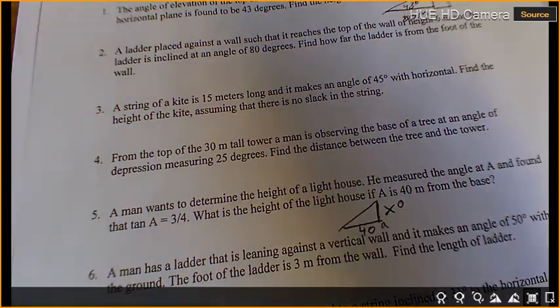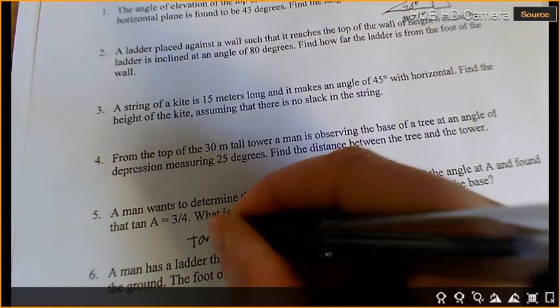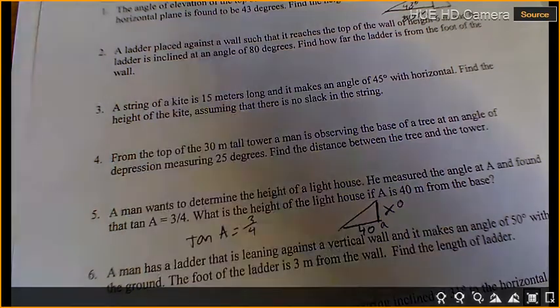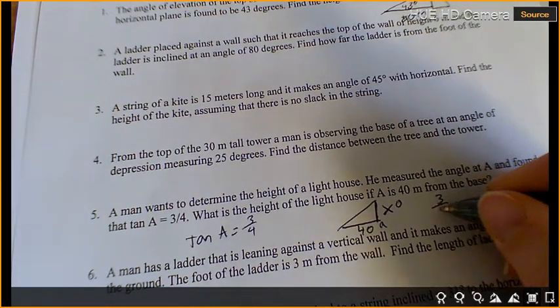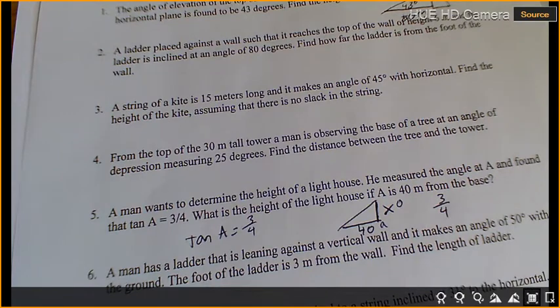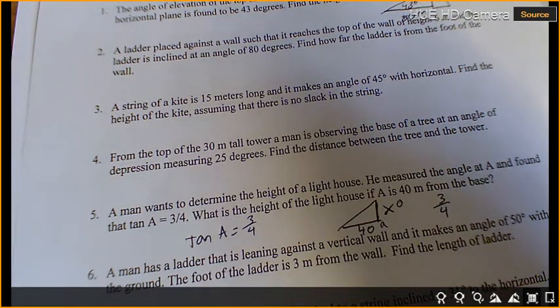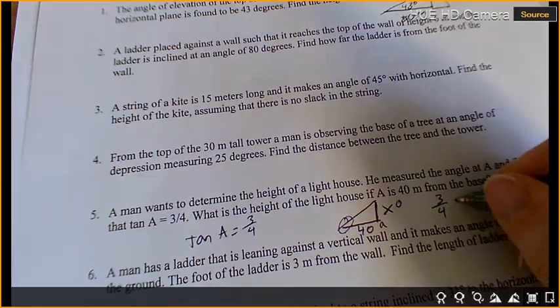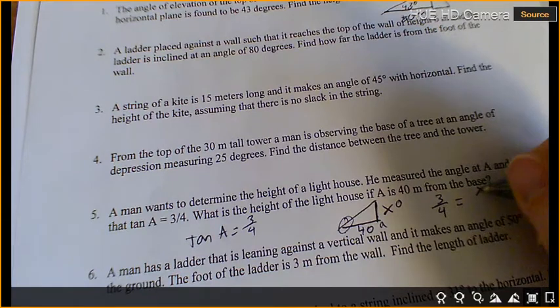And tan of A equals 3/4. So that means we know it's opposite. You don't have a degree to go off of. Well, we know the degree is looking at the bottom. He measured the angle at A, it's down here. Just trust me. Okay. Tan is 3/4. So we know opposite is x, adjacent is 40.